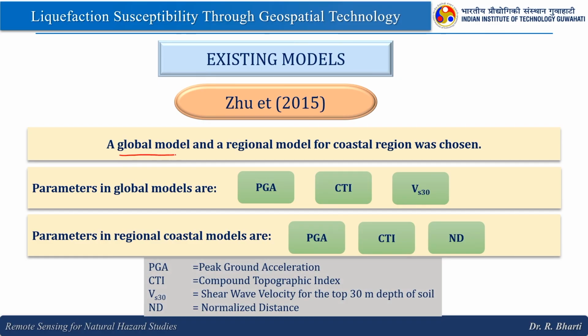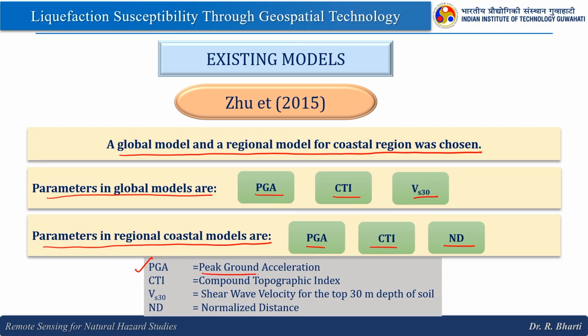So, a global model and a regional model for coastal region were chosen. The parameters in the global model are PGA, CTI and VS30. The parameters in the regional coastline model are PGA, CTI and ND. So, you can see here this legend. PGA is your peak ground acceleration, CTI is compound topographic index, VS30 is the shear wave velocity of the top 30 meters of the soil, and ND is the normalized distance.